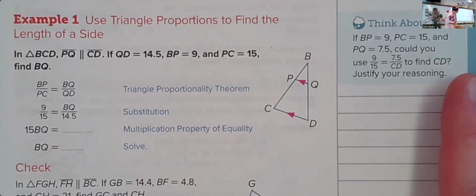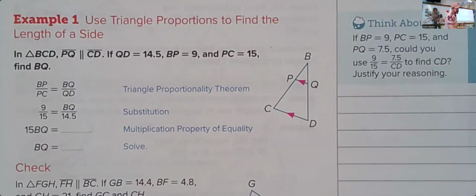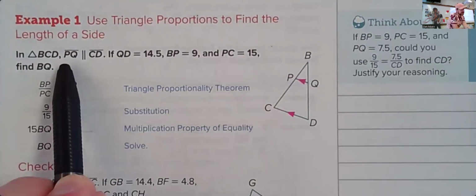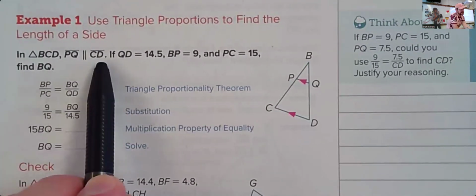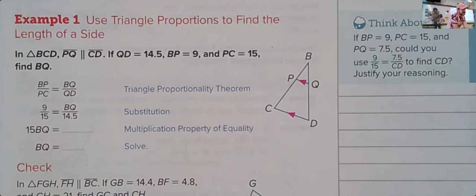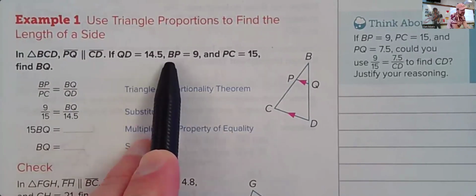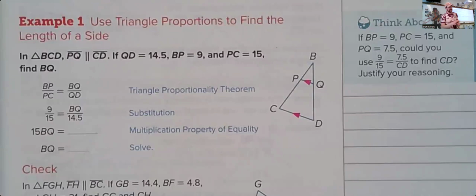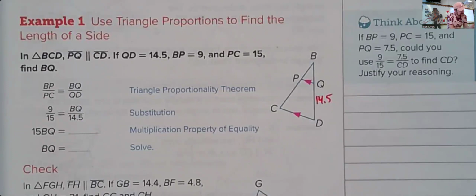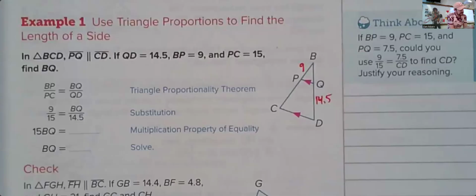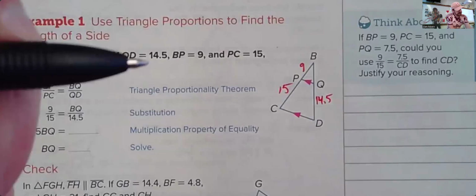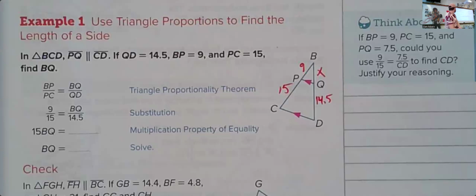So first example. We have a triangle, and we're going to use proportions to find the length of the side. In triangle BCD, BCD is the large triangle here. Segment PQ is parallel to segment CD. We can see that on the diagram because of the little arrows here and here. It means they're parallel. It says the length of QD is 14.5, I'm going to label that on the diagram, 14.5. The length of BP is 9. And the length of PC is 15. Find the length of BQ, which is the thing we don't know. I'm just going to call that X.